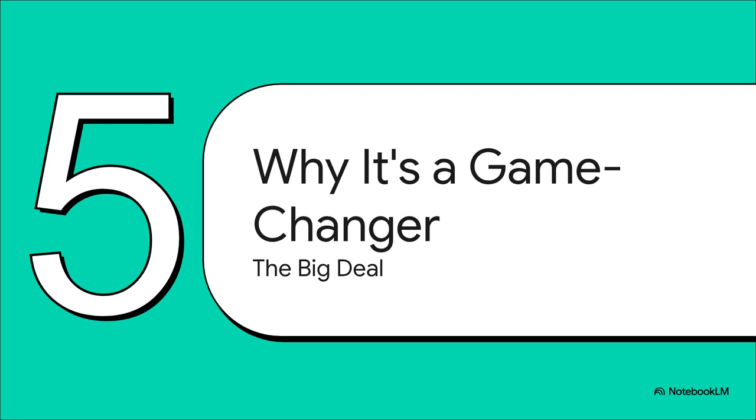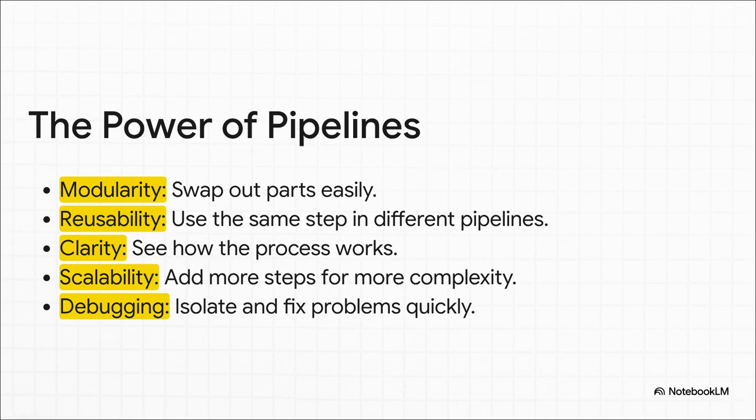So, you might be thinking, okay, that's a neat way to organize things. But this shift from a tangled mess to a clean pipeline is way more than just a clever trick. It's a fundamental, absolute game changer for how we build AI. So why is it such a big deal? Well, the power here is just immense.